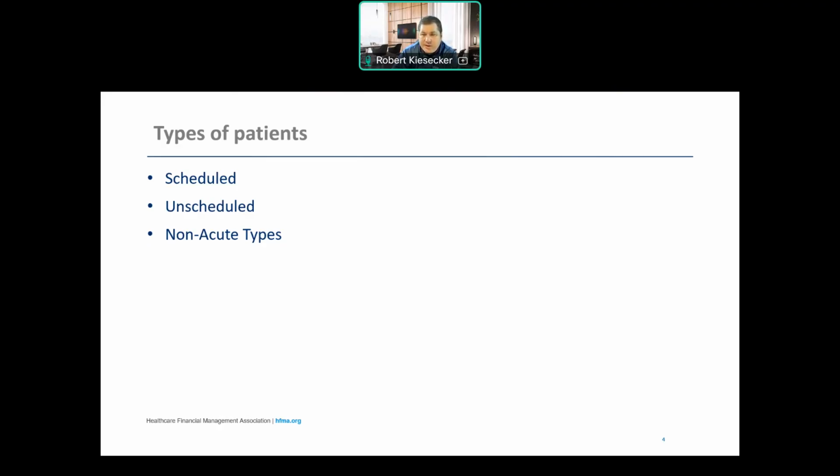And then you've got non-acute types, and we'll talk about those a little bit. Some of those non-acute are going to be skilled nursing facility, hospice care, home health care, and then maybe durable medical supplies. Maybe they need crutches or a wheelchair. Maybe they lost a wire to a device and they're looking to just get some assistance with it.